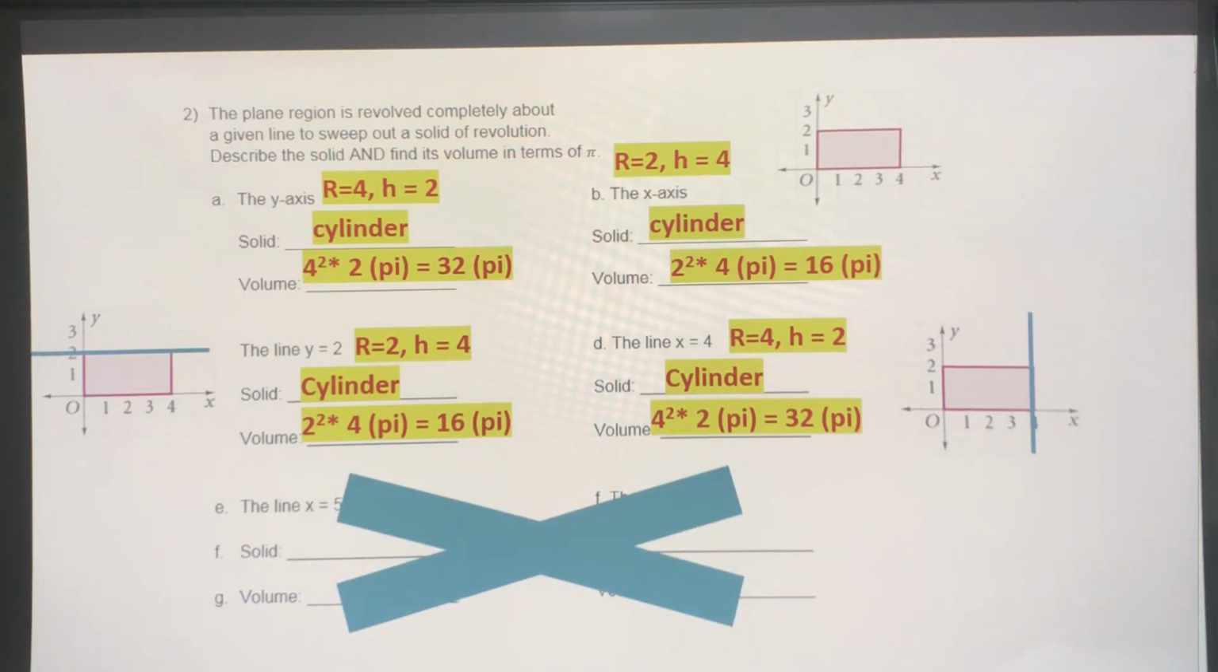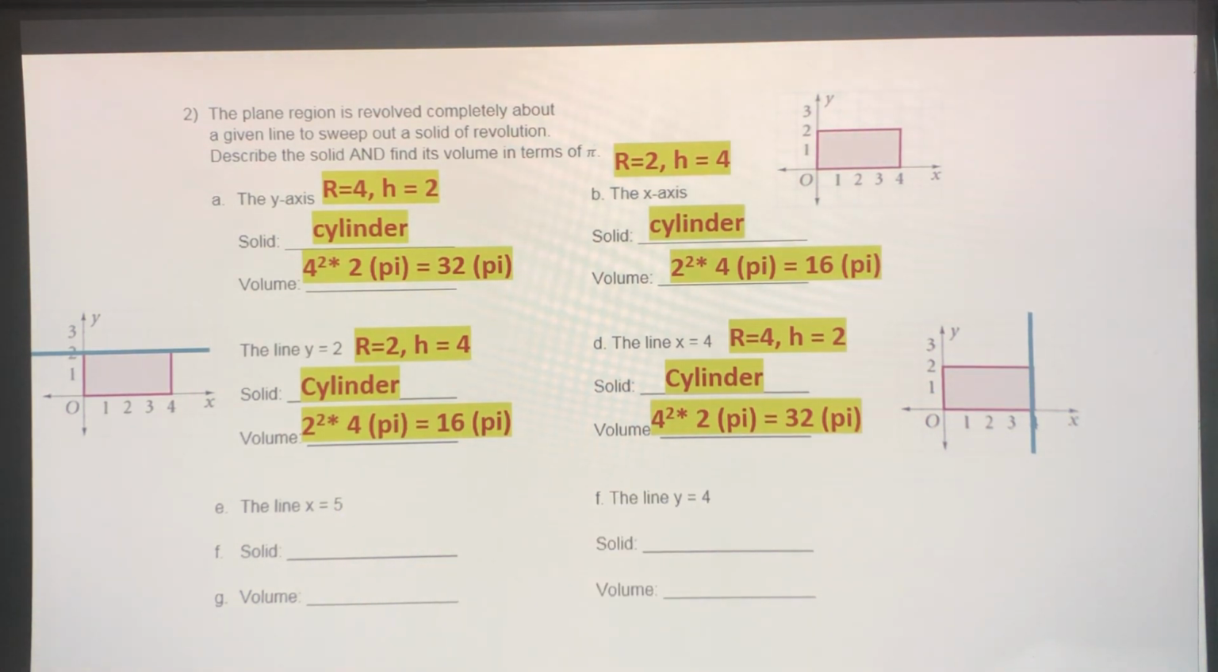All right, these examples down here, you do not have to do. These are going to be more examples of those hollowed out spaces that you are not going to be assessed on.